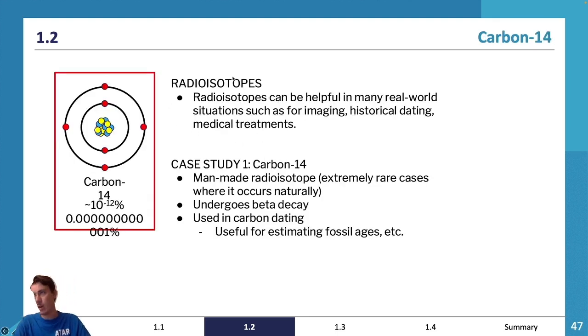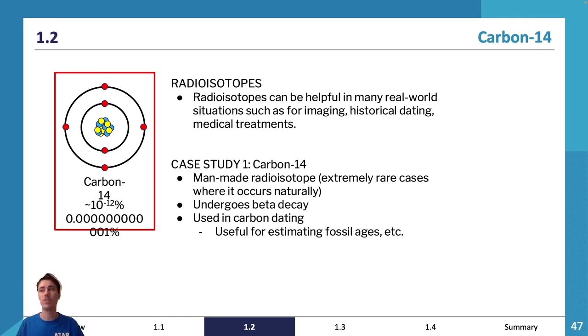So, radioisotopes, we've already discussed this. They can be helpful in many real-world situations, such as imaging, historical dating, medical treatments, etc. The reason they're really useful in historical dating is because we understand that they have half-lives. The half-life of a lot of radioisotopes is really long. We're talking tens of thousands of years. After tens of thousands of years, half of the amount of radioisotope you have in a sample, or you expect to have in a sample, should have reacted, should have emitted its radiation and gone. It should have emitted what it needed to and stabilized itself.